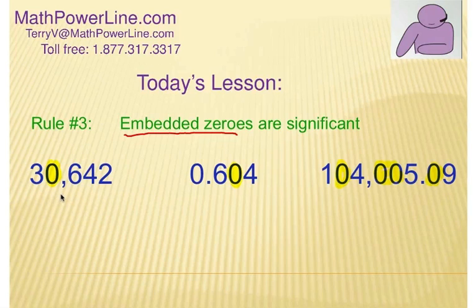So in the first number, 30,642, that contains 5 significant digits, including that 0. All right, this has 3 significant digits. That is an embedded 0 right there. And this has, yes, you guessed it, 8. All of those digits are significant. Okay, that's a lot. Now, what about this one? This is a leading 0, isn't it? It is on the left-hand side of the number. That does not count. So that's why that has 3 significant digits.